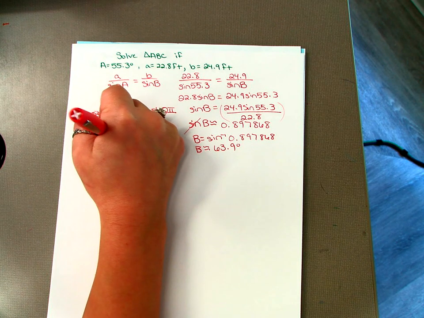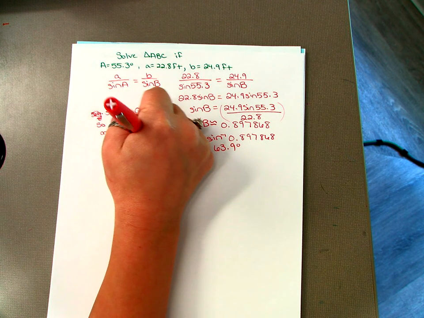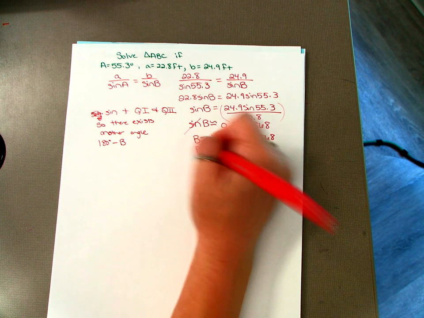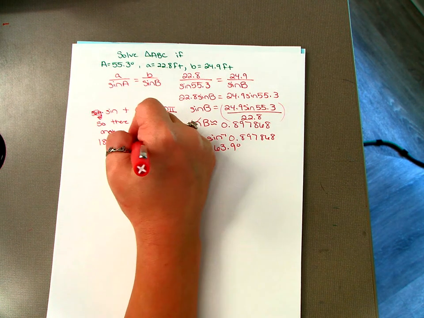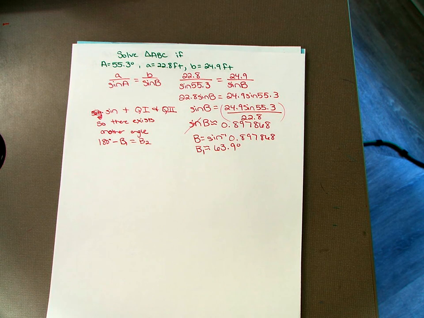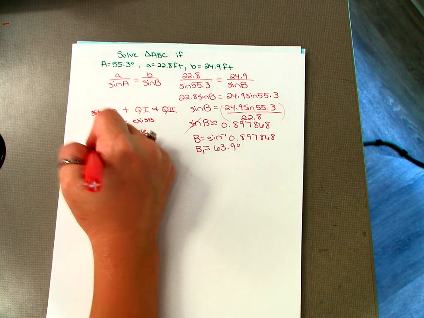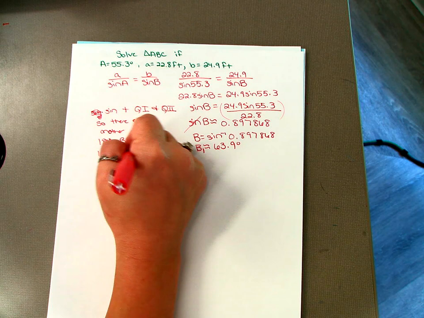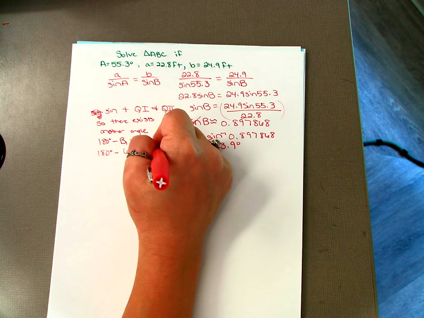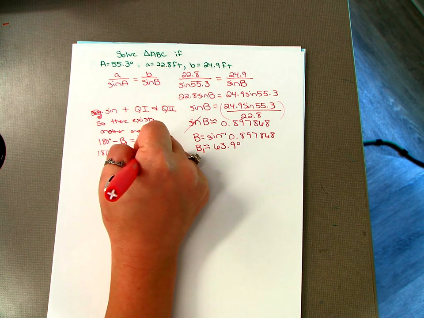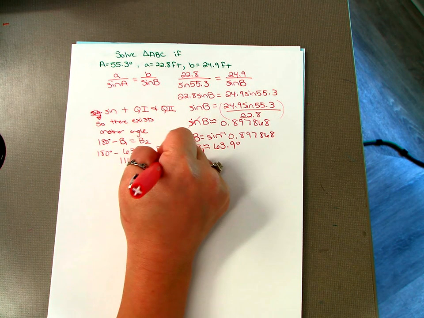Another angle. And we're going to take 180 degrees minus that first one, which I'm now going to dub B1, to get that new angle. So 180 degrees minus that 63.9 degrees is going to give us B2. So that 116.1 degrees is B2.